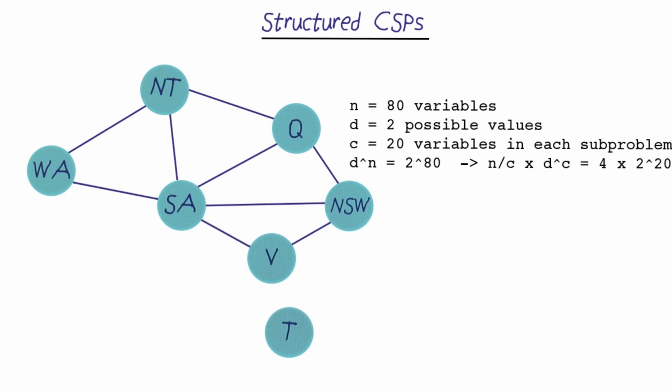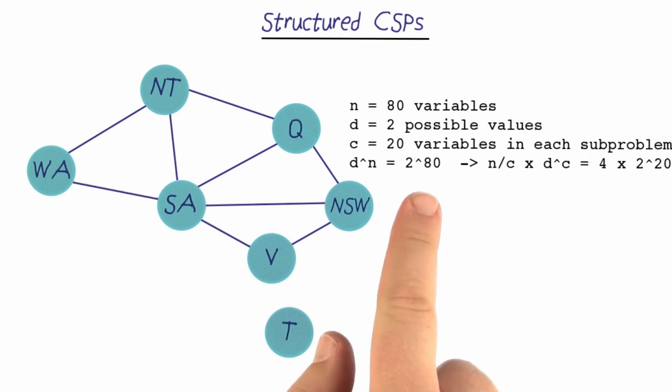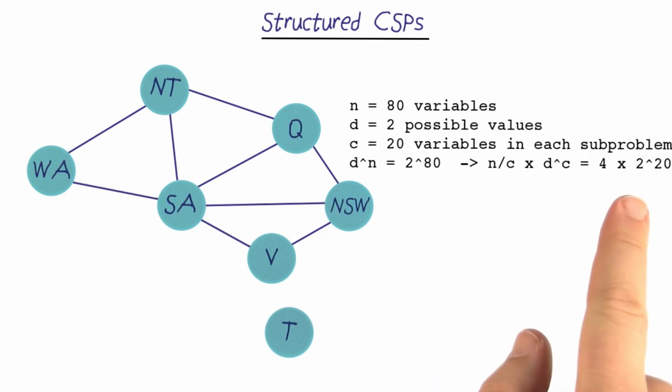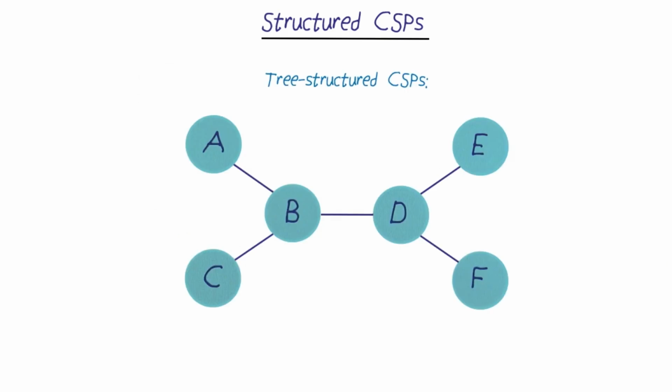In general, suppose we have a problem with 80 binary variables. We can divide it into 4 problems of 20 variables. We go from a search space of 2 to the 80th to 4 times 2 to the 20th. Even better, if we have a CSP where there are no loops, we can solve the problem in O(nd²) time instead of O(dⁿ).